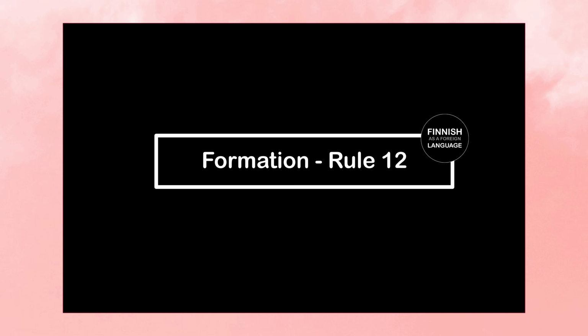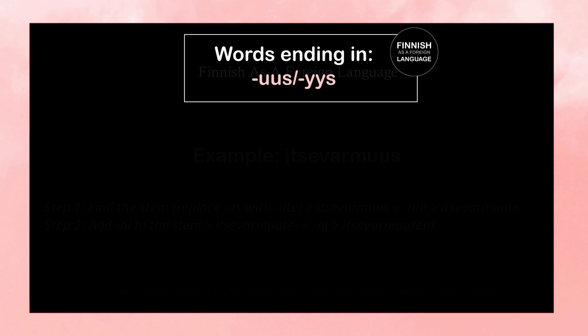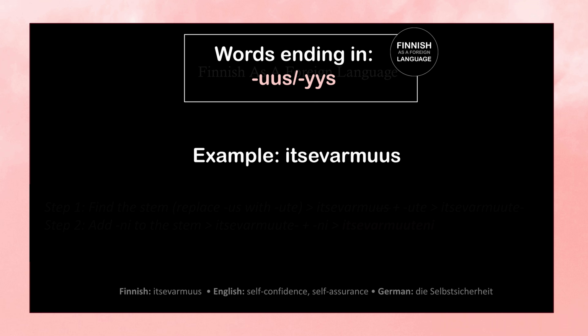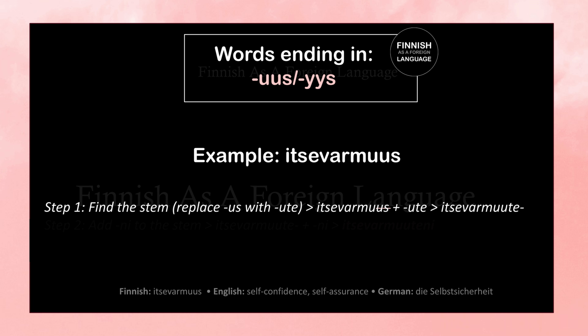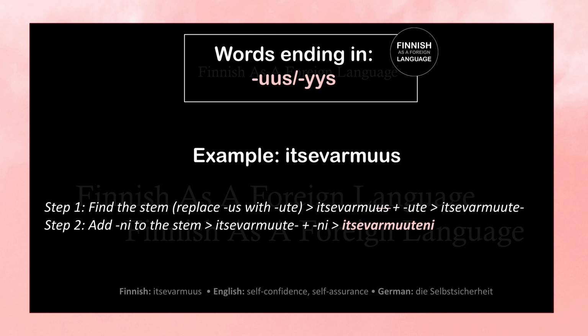We carry on. Rule number 12, words ending in -us or -ys. For example, itsevarmus means self-confidence. Again, in order to find the stem, we have to replace -us with -ute. So itsevarmus changes to itsevarmute. And then in the second step, we have to add -ni to the stem, which means we have itsevarmute plus ni, and we receive itsevarmuteni.